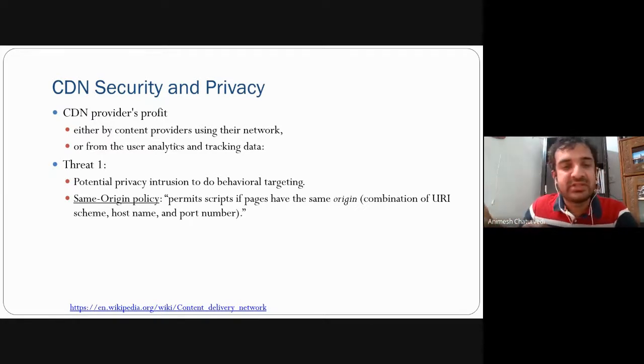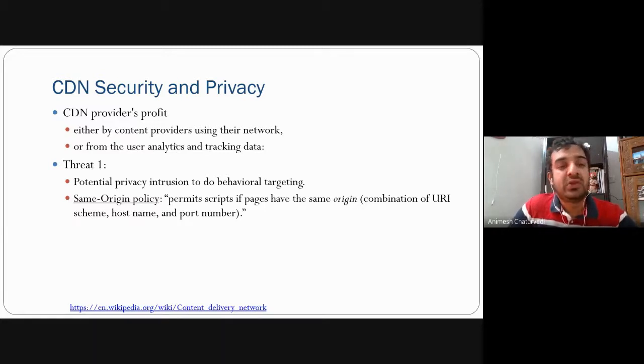So there's an original content provider, and they are using the network. If they are using the network, they will pay an amount of money. So that is the first way of making profit by the CDN. Then the second way, CDN makes profit by user analytics, meaning tracking the data, reading the information, and according to that information, behavioral targeting or marketing could be done by the CDN provider.